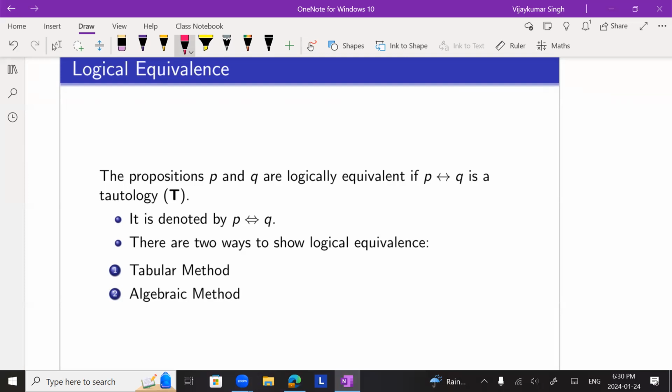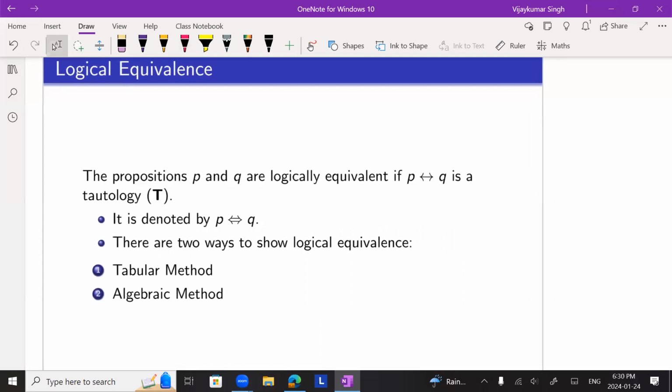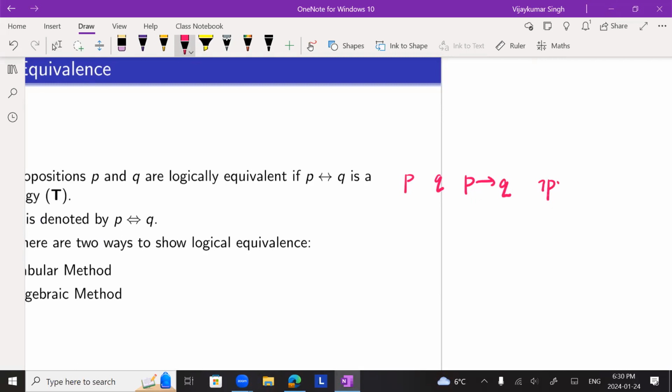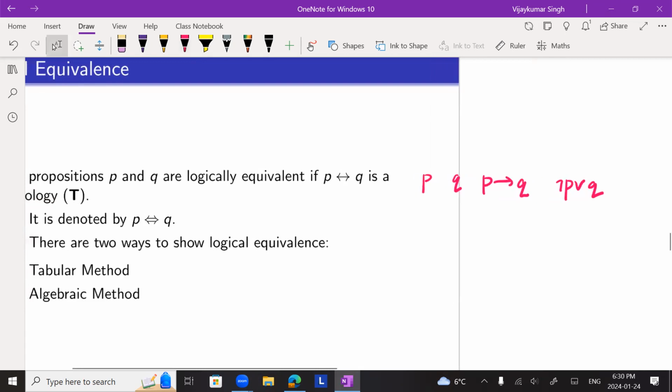Let's construct an example for it. This is one interesting example. Two propositions P and Q are logically equivalent. I want to show you an example where two statements are logically equivalent. Let's take P implies Q, and let's take negative P or Q. I'm trying to show you that these two statements are logically equivalent statements.